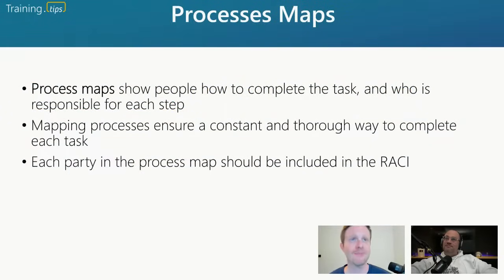So once we've created the RACI and we have this communication there, one of the next things I wanted to do is start creating these process maps. I love process maps. I come from a bit of a process background, but really process maps show people how to complete tasks and then who is responsible for each step. This goes a bit deeper than a RACI. You won't necessarily have one for each step in the RACI, but these are going to be key things more on the technical side, processes that should be done.